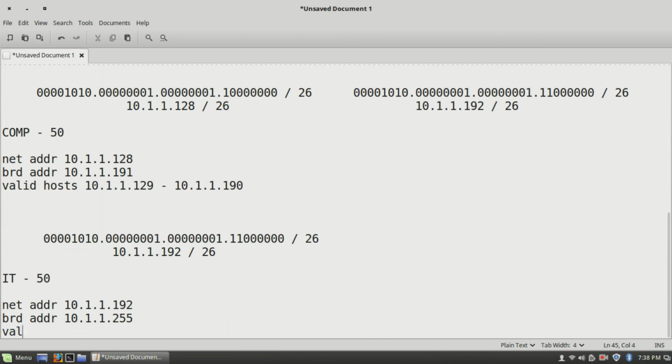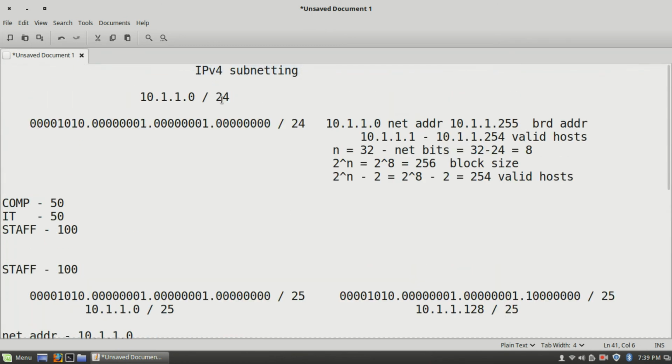And if I talk about valid hosts, everything in between is valid hosts, from .193 to 10.1.1.254. If you calculate, subtract these things, including 193 and 254, it is 62 IPs. So the block size would be 64 and assignable IPs would be 62. Our requirement is 50, which is good.